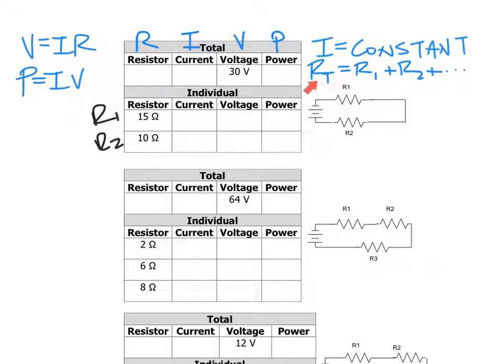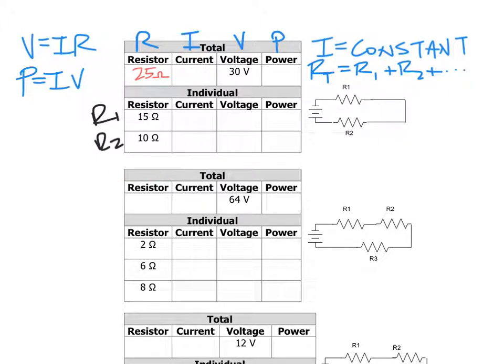And just like we wrote here to the side, to find my total resistance, I simply add up R1 and R2 plus however many more I have. But in this case, I only have two, R1 and R2. So 15 plus 10, when I add those together, I get 25. So the total resistance is 25 ohms. I don't have any other information down here, but across the row, I've got R and I've got V. I can calculate I because V equals I times R.